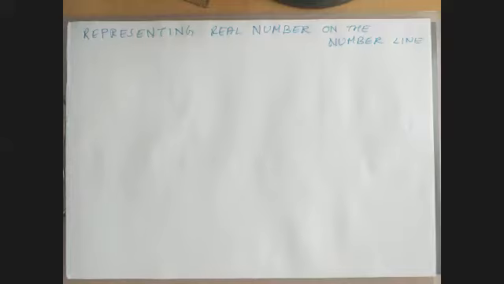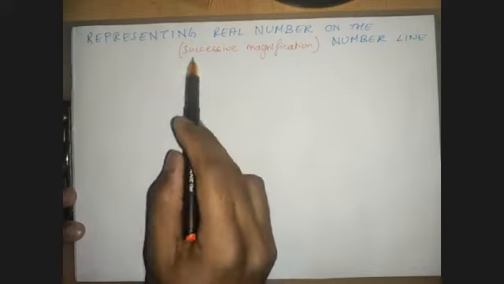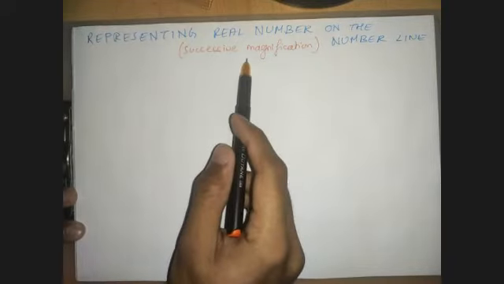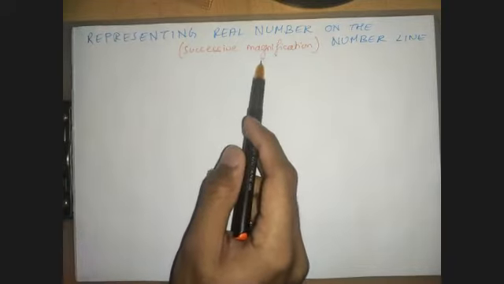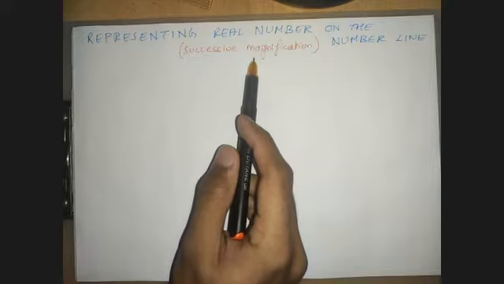Hello everyone. Today let us start with representing the real numbers on the number line using the method of successive magnification. We have already done the rational numbers. Now let us look at real numbers and do some examples.